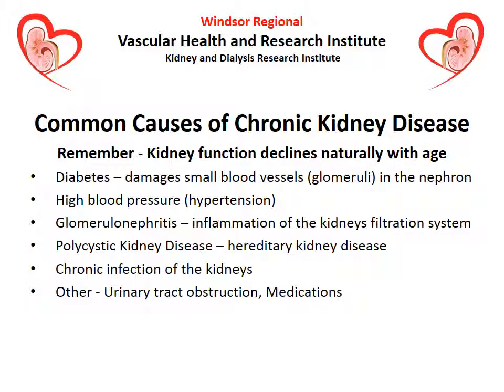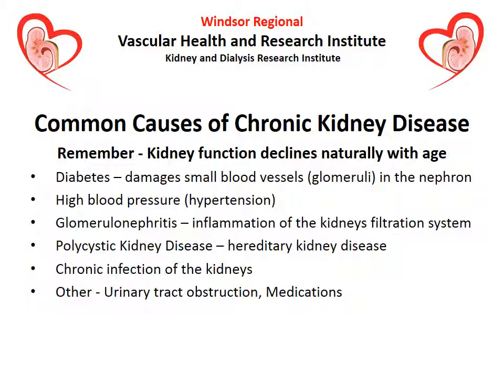Diabetes and high blood pressure can damage the blood vessels in your filtering units, leading to progressive scarring. If you have inflammation of the blood vessels in your filtering units, this is called glomerulonephritis, and this can reduce your kidney function as well.